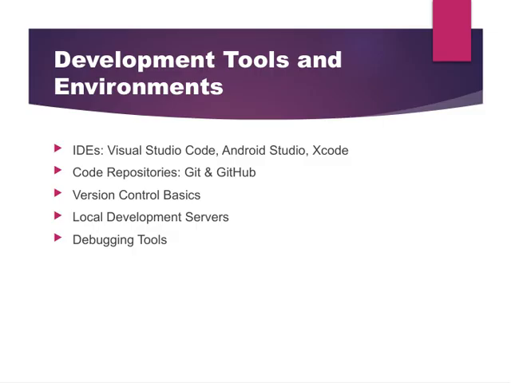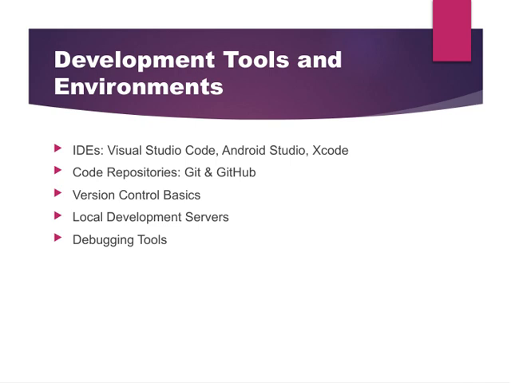Next, we have code repositories like Git and GitHub. Think of Git as our version control system that tracks changes in our code over time, and GitHub as the platform where we can host, share, and collaborate on projects easily. This setup is crucial for teamwork and managing different versions of our codebase. Speaking of version control, understanding its basics is key. Knowing how to commit changes, branch out for new features, and merge those updates smoothly. It keeps our work organized and minimizes conflicts. We also rely on local development servers.